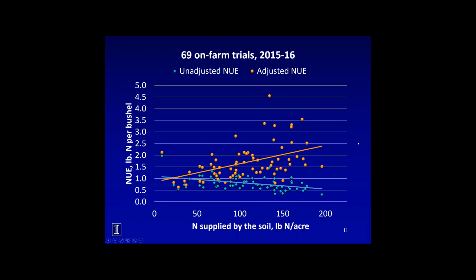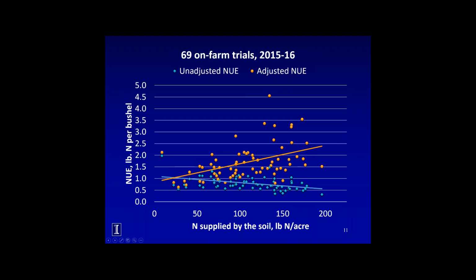If you look at those 69 on-farm trials that I just showed you, this gives a pretty different picture than if you look at the unadjusted NUE. Now this is the nitrogen supplied by the soil. The way we calculate this is pretty simple. In these trials, we take the yield without nitrogen, and we assume that the crop takes up 1 pound of nitrogen for each bushel of yield. Now there's floppiness in that number, and different people have different numbers to put in there, but it's in the vicinity, and it's a handy rule.